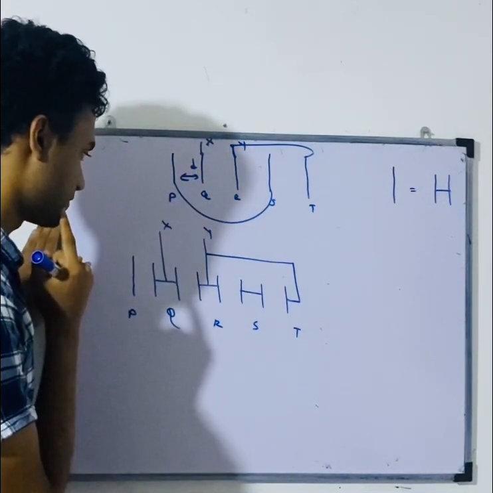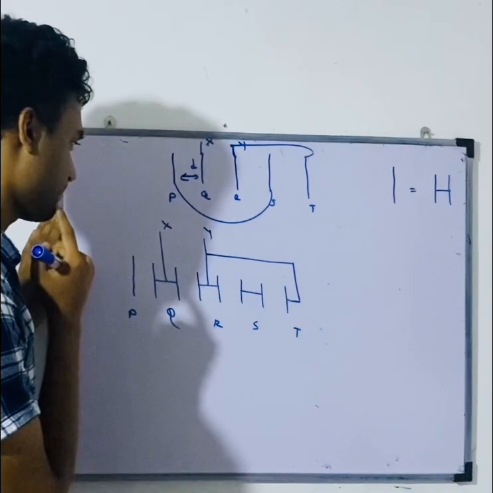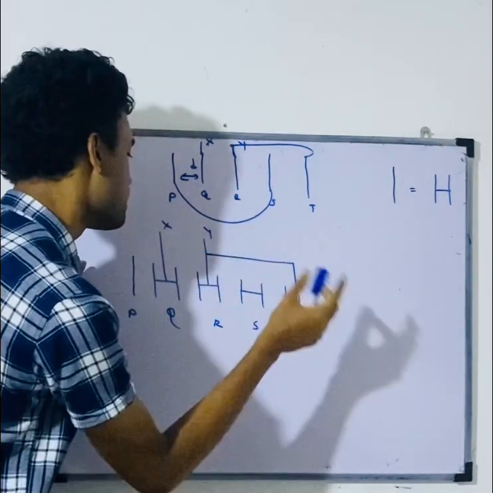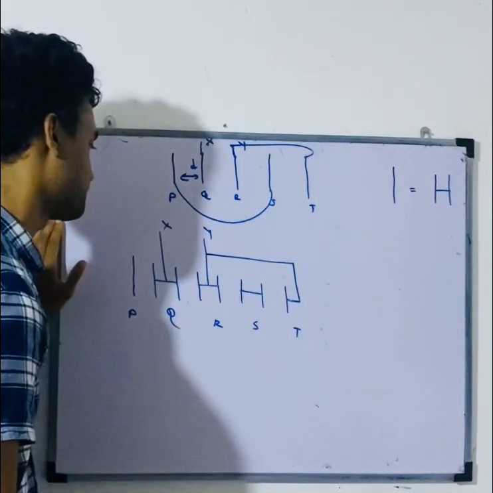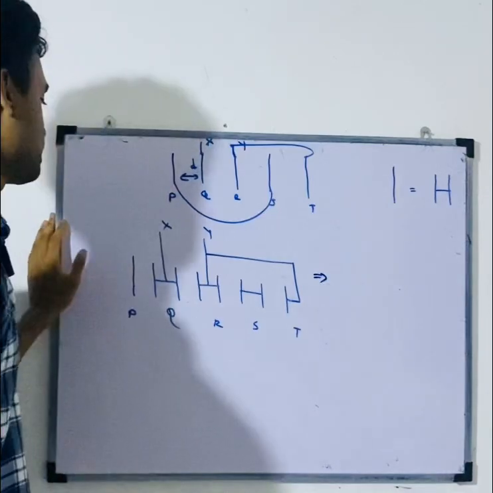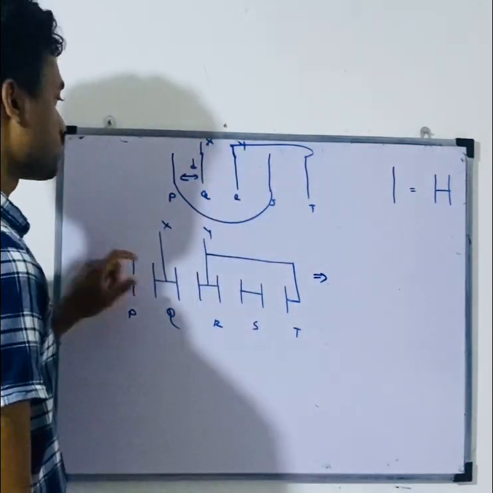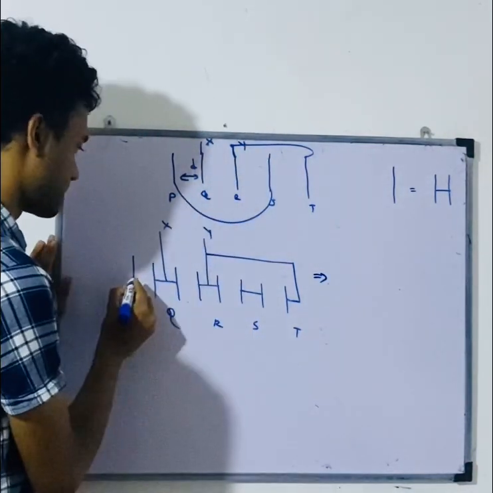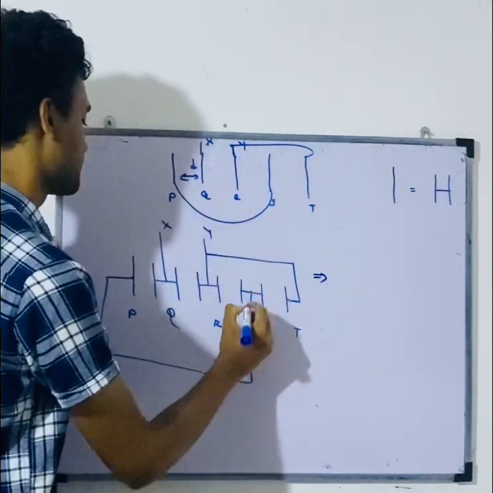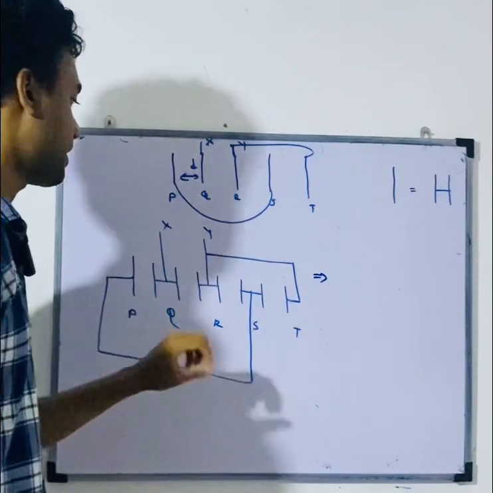I can simplify this further, right? How can I make it more appealing? Like this. And also remember, P is connected to S, no? So P is connected to what? S, like this. P is connected to S. I can make it more appealing.